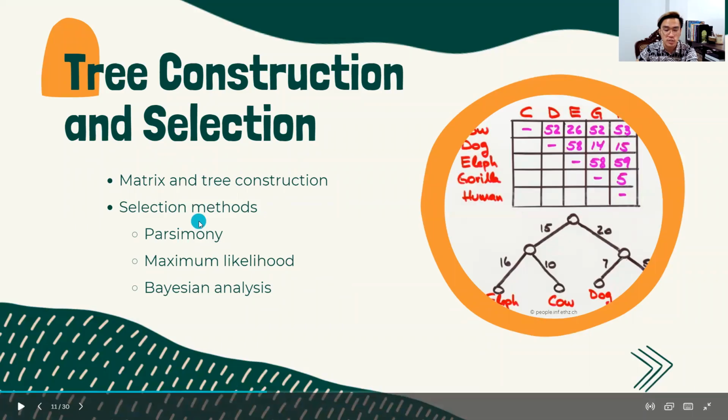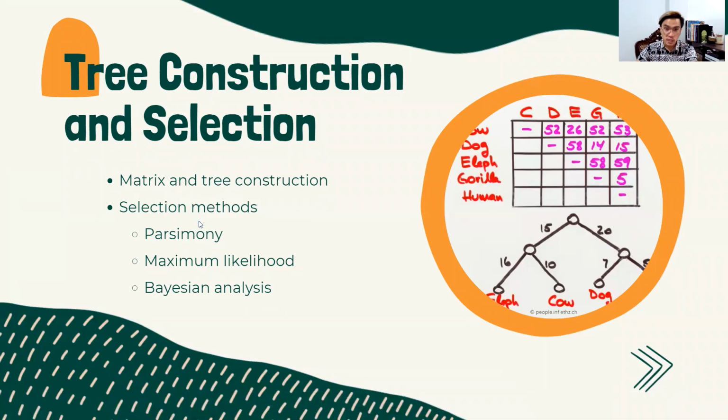Well, we have selection methods, and we have three so far. We have parsimony, one of the most used, a simplified method of tree selection. We also have maximum likelihood, kind of more advanced. And we have Bayesian analysis or Bayesian inference, which is so far the most advanced method of selecting the best tree that would represent the evolutionary past or evolutionary relationships across the OTUs that we have.